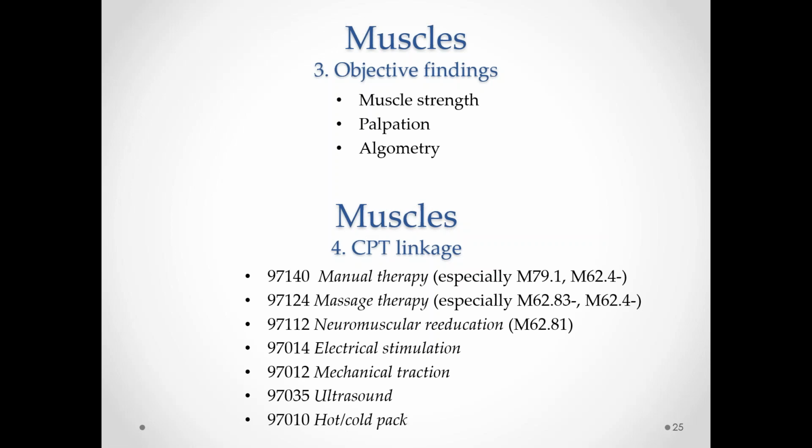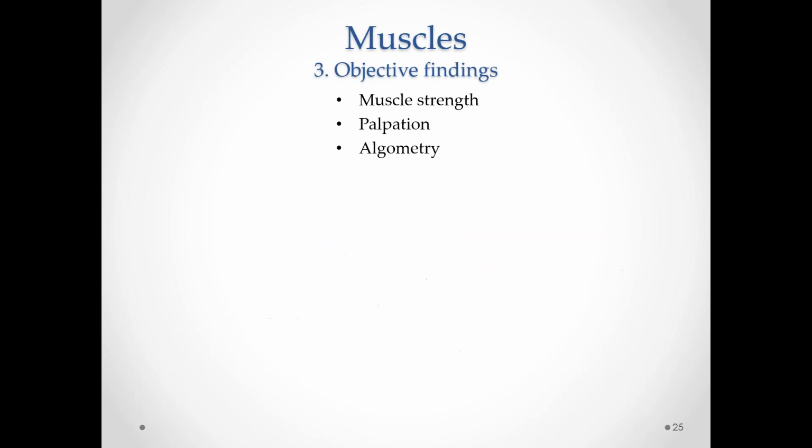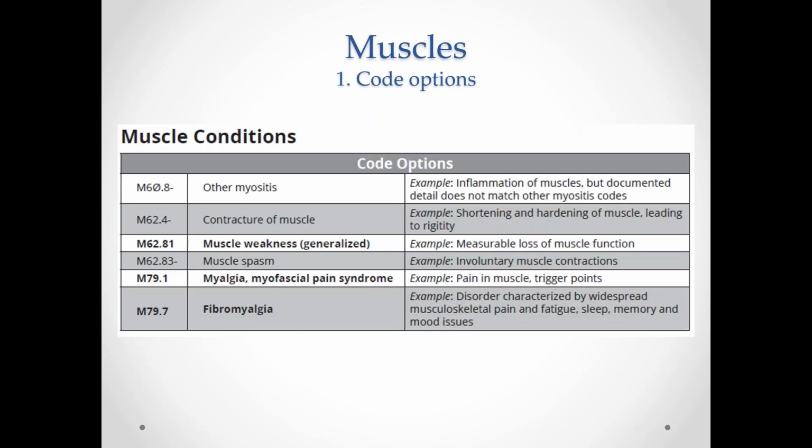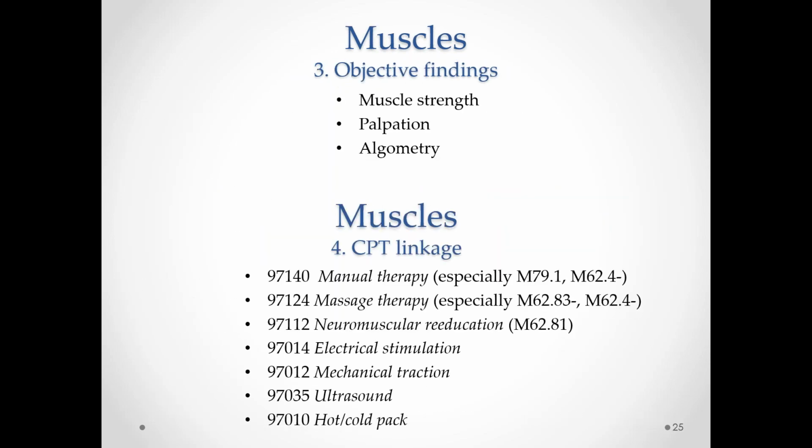I think that 97140 goes really well with M791 and M62.4. Let me remind myself: M62.4 is contracture, and M791 is myofascial pain syndrome.